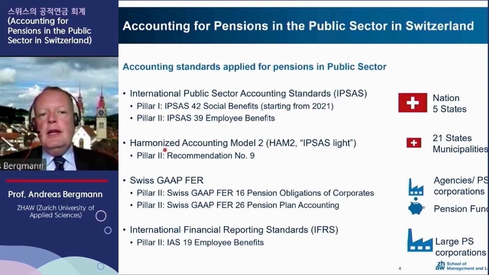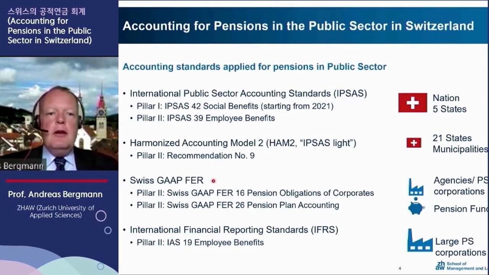For the harmonized accounting model, we have a recommendation, Recommendation 9, which is actually based on IPSAS 39. We do not have an equivalent for IPSAS 42, or at least not yet. This might be something which could be developed in the future, but so far those smaller entities have not seen the necessity, because most or virtually all of the social benefits are actually provided by the national government, and therefore IPSAS 42 will be applied from next year on.